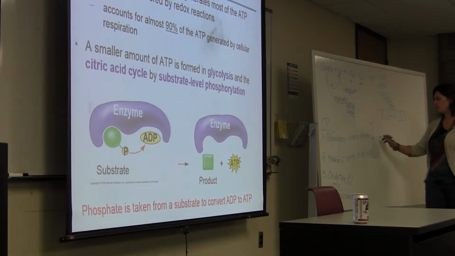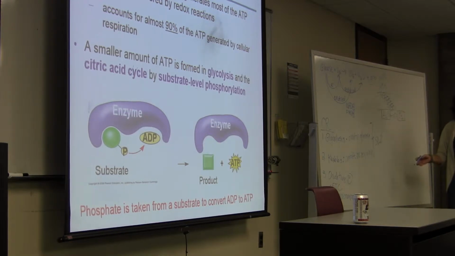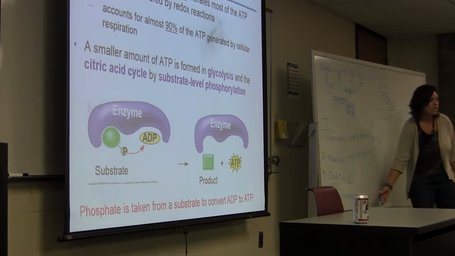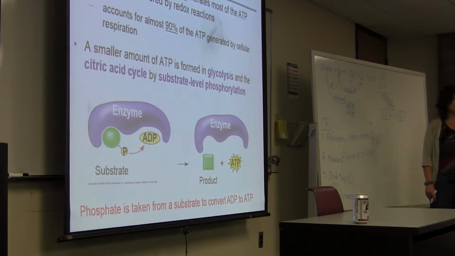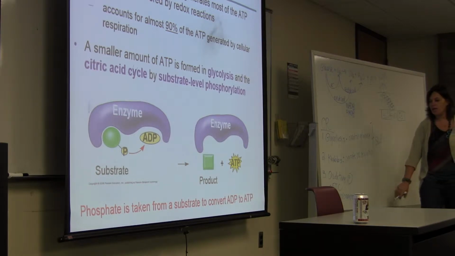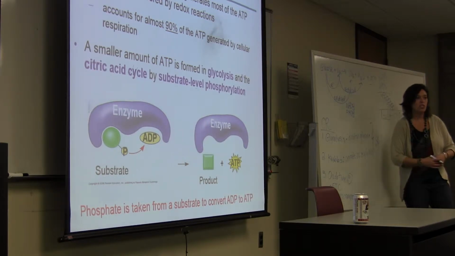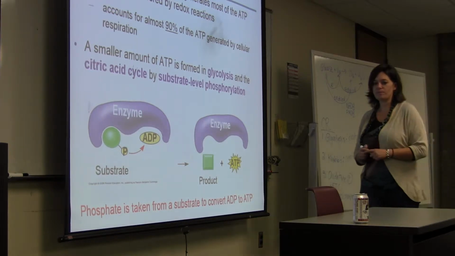Substrate level phosphorylation. And then the other way to make energy is actually oxidative phosphorylation. But I don't want to get too ahead of ourselves. Just keep in mind we're generating ATP in two different ways. Substrate level phosphorylation, which is going to happen in glycolysis and the Krebs cycle, and then oxidative phosphorylation, which is going to be the way in which we make 90% of that ATP.